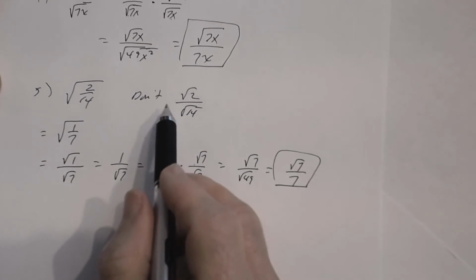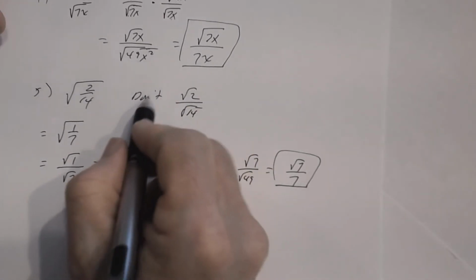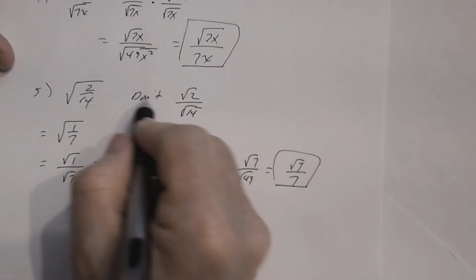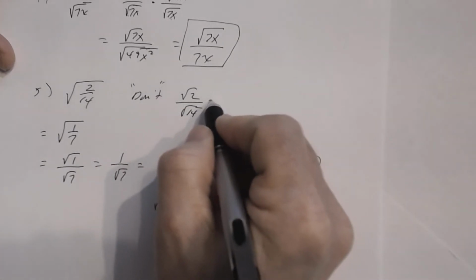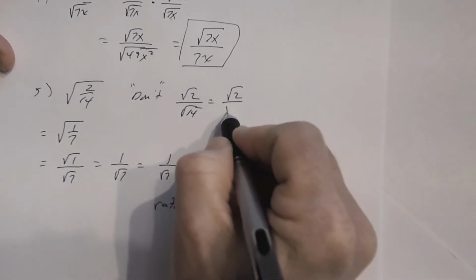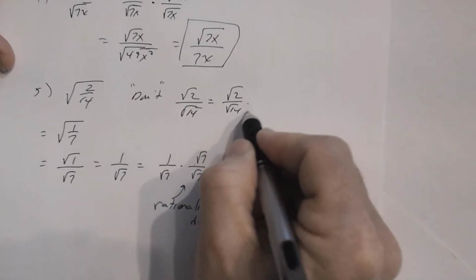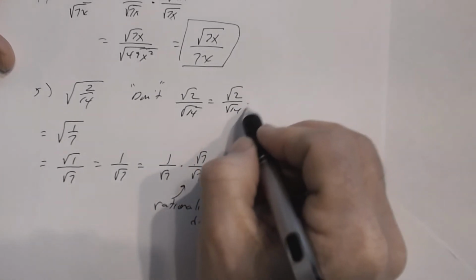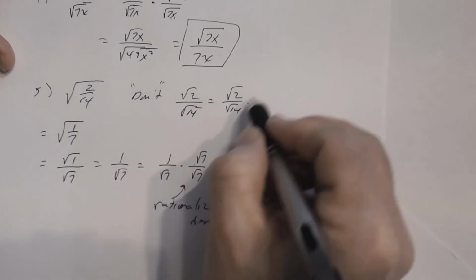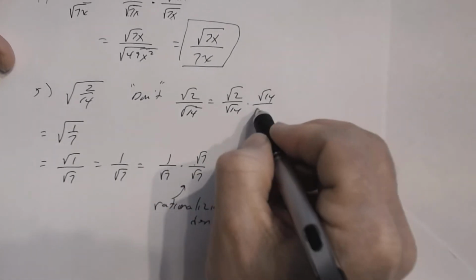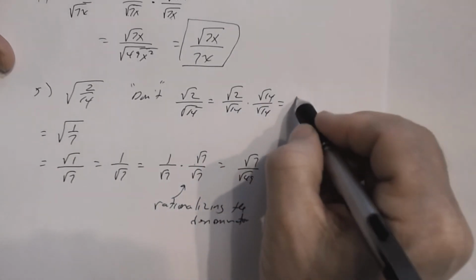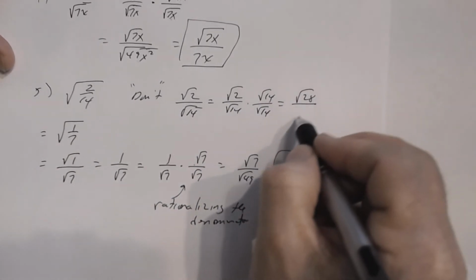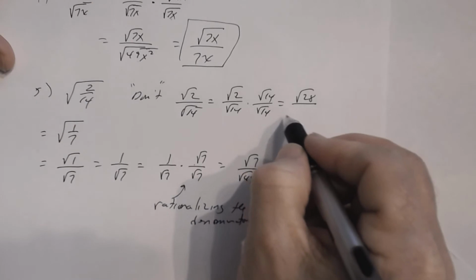Okay, now if you had done this, and let me not say don't, but if you do, then you're going to have to multiply numerator and denominator by the square root of 14, because the only perfect square that goes into 14 is 1. So just like this, okay? And so then I get the square root of 2 times the square root of 14 is the square root of 28, right? And then the square root of 14 times the square root of 14.